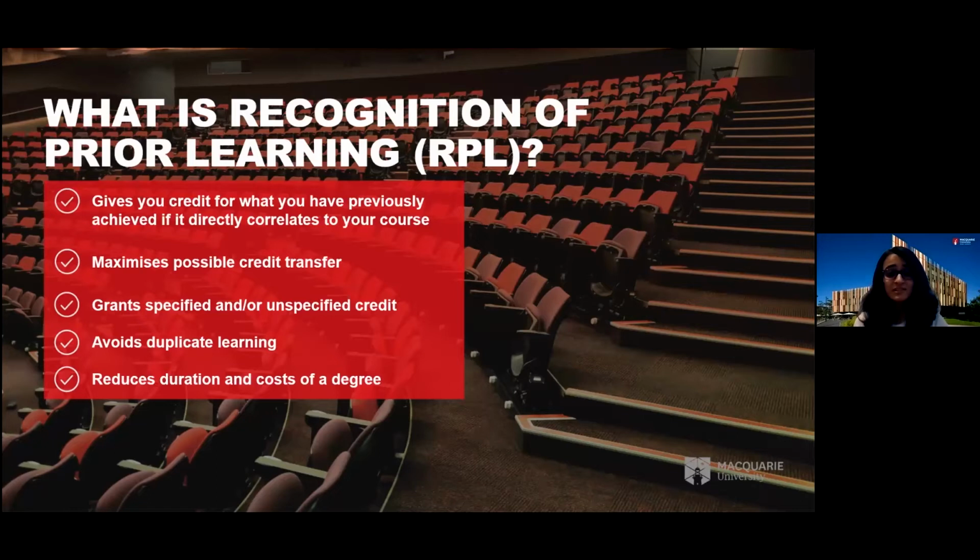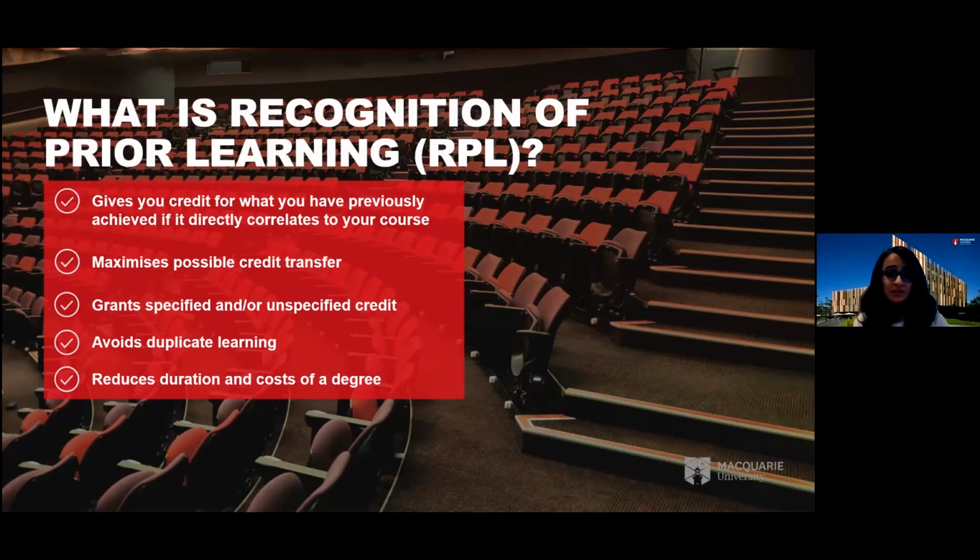Now, what is specified credit? Specified credit is credit granted towards the required units within your degree. And unspecified credit is credit granted towards the elective components of your degree, and it is at a particular level.